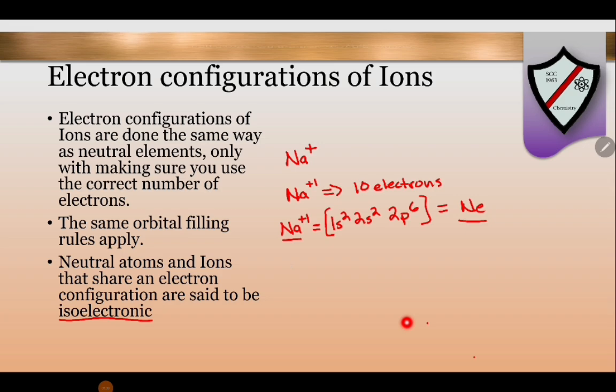Conversely, if we have to do a negative ion like chlorine with a -1, we would see that chlorine typically has 17 electrons, but in the -1 state, it has 18 electrons. And so the electron configuration for the chlorine 1- ion would not be 1s2, 2s2, 2p6, 3s2, 3p5. We would end it in 3p6 in order to show that extra electron from the one negative charge in the chlorine ion.